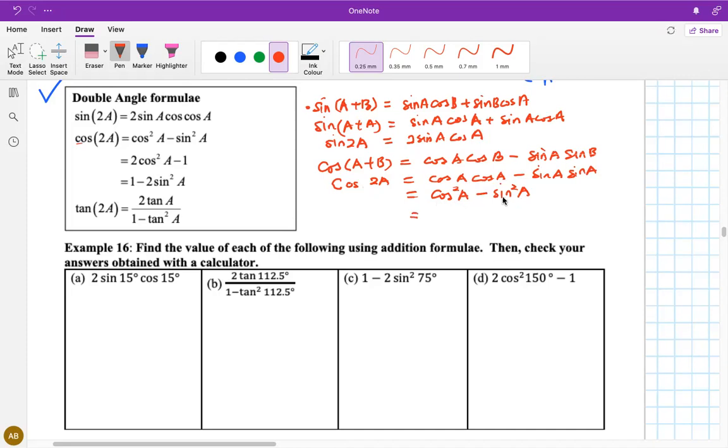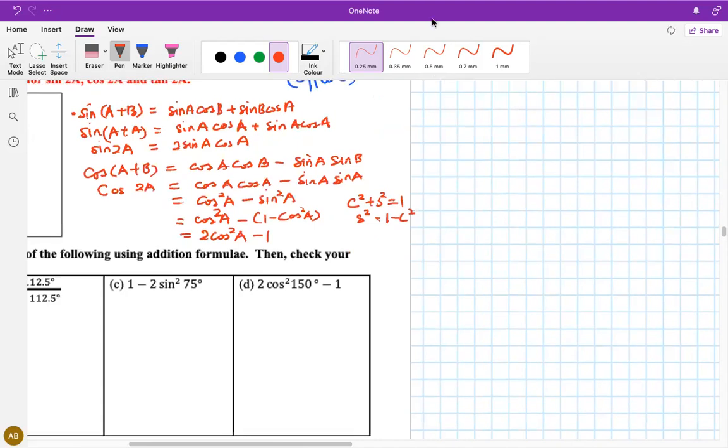If we change sine square A into 1 minus cos square A, using the identity, cos square plus sine square equals 1, then you have cos square A minus (1 minus cos square A). So you get cos square A minus 1 plus cos square A. Eventually you get cos 2A equals 2 cos square A minus 1.